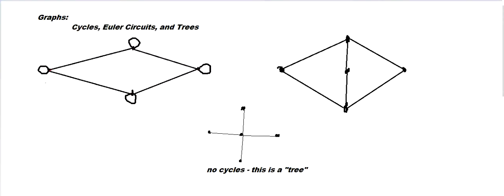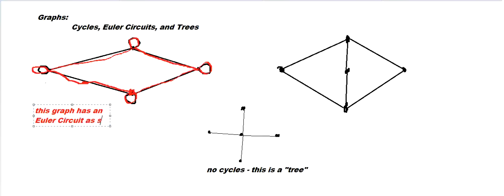Let's draw this out. We can start at this vertex, walk around, and go to the next vertex, walk around it, and there's the next vertex, walk around to this vertex, walk around, and then back to the original. That's what we call an Euler circuit, because we've got every edge covered, and it starts and ends in the same vertex. So this graph has an Euler circuit as shown.